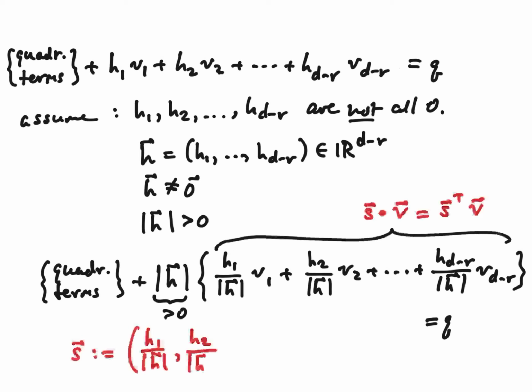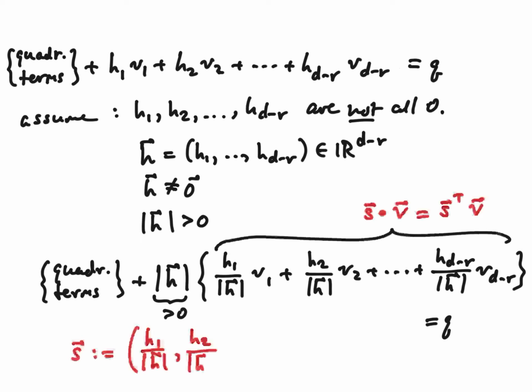Now, here's the thing. I can take that vector s, which is of length 1, and notice that this is a vector in d minus r space, because the original h was. And this is just the unit vector in the same direction as h. So what I can do is extend the list s to a basis. Take the list of one element s, and extend it to an orthonormal basis. We know how to do this by the Gram-Schmidt process.